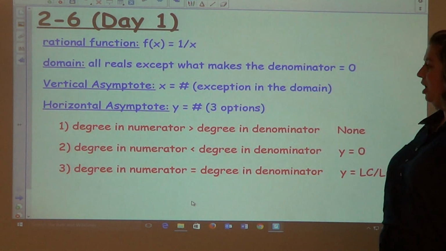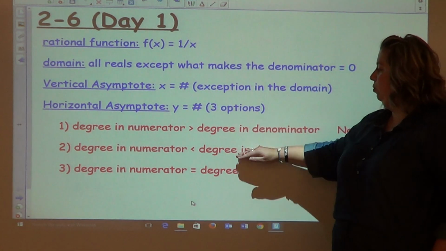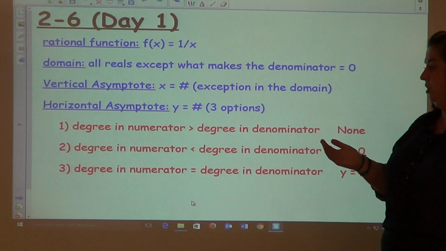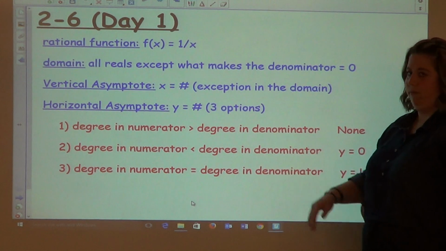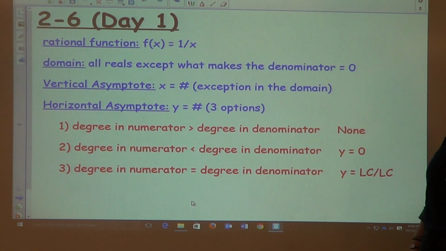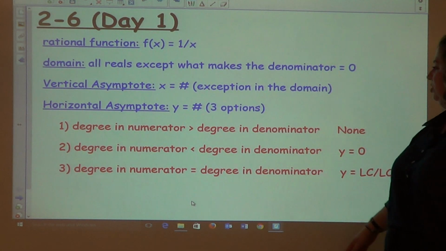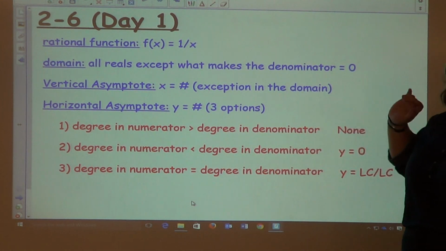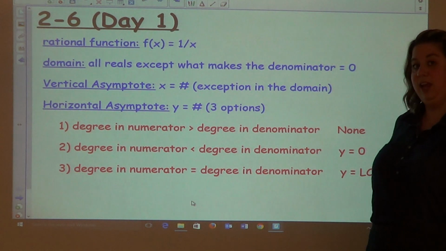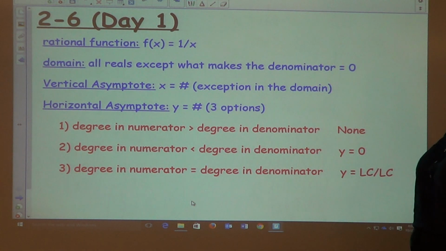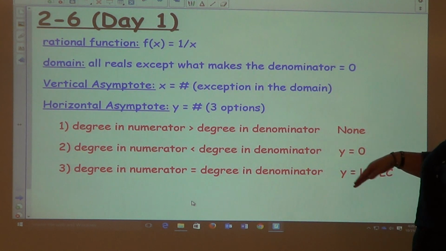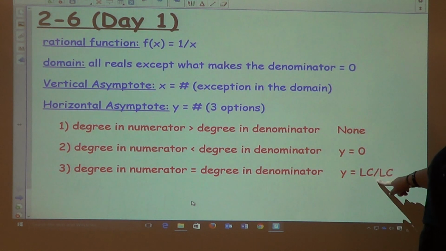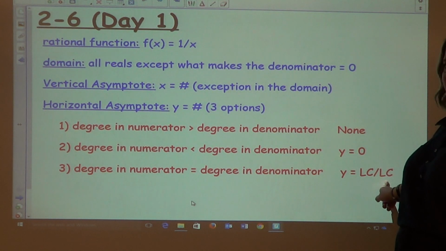For your horizontal asymptote, you have 3 rules, and only one of them is going to apply. You have 3 of them to pick one. If the degree, which means the highest exponent, in the numerator is greater than the degree in the denominator, that's none, and that's what we're going to talk about in the next lesson with slant asymptotes. If the degree in the numerator is less than the degree in the denominator, then it's y equals 0. And if they're the same, LC stands for leading coefficient, so you would divide the leading coefficients.